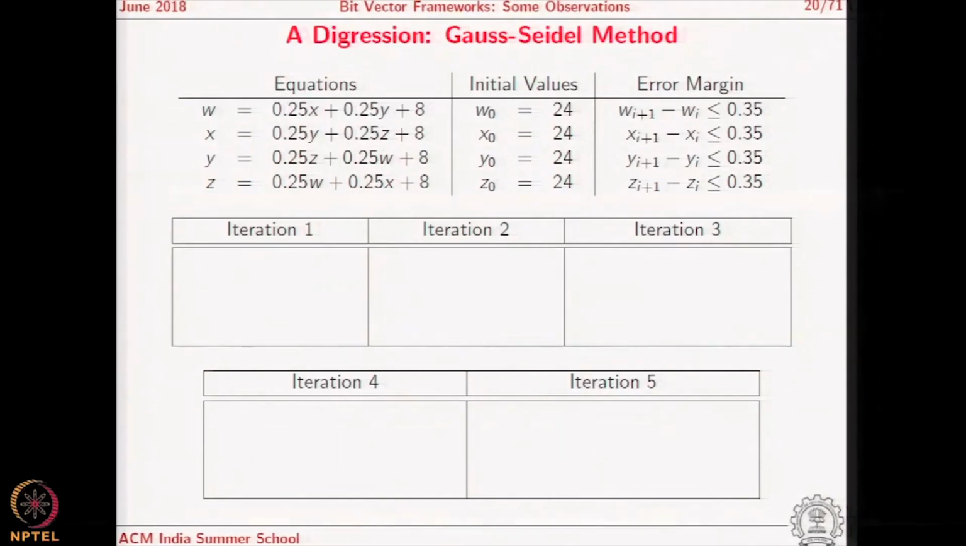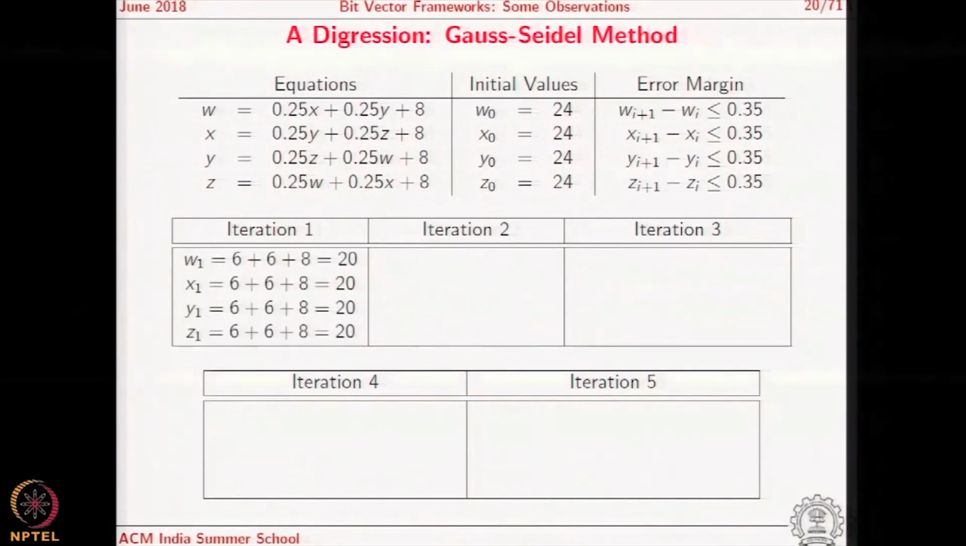Okay. So, in the first iteration we plug in these values 24 and recompute this. 24 into 0.25, that is 24 divided by 4 gives us 6. So, this block gives us 6 because we started with 24 and we get a solution 20. Now, the difference between 24 and 20 is 4, which is greater than 0.35. So, we must compute it again, right.